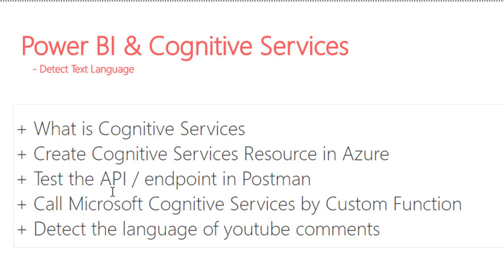Okay, the agenda is first we will see what cognitive services is, then we will create a cognitive services resource in the Azure portal, then test the API or endpoint in the Postman application. Then we will call Microsoft's cognitive services that we create by using the custom function in Power BI. By using that custom function and calling the API, we will detect the language of text, and those texts are basically YouTube comments. So let's start with the first point.